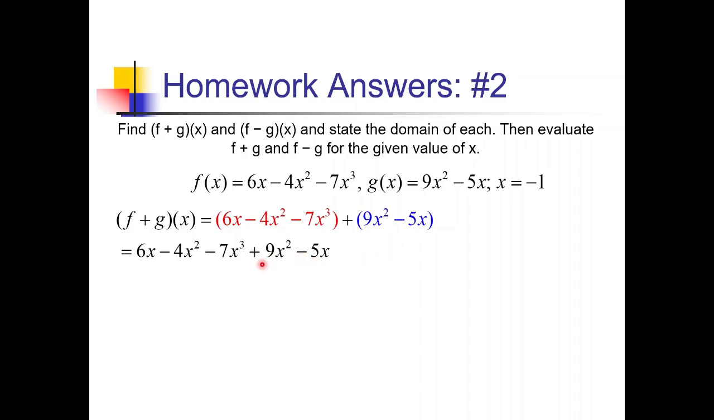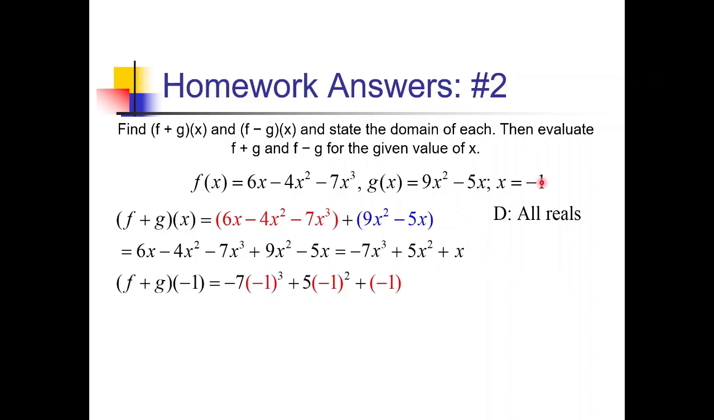Combining like terms now, we have negative 7x cubed as the highest term here. And then we have negative 4x squared and 9x squared adds up to 5x squared. And then 6x minus 5x is going to be 1x. And it looks like there's nothing else to combine. Great. So now let's get the domain out of this. Since this came from polynomials and is itself a polynomial, the domain is all real numbers.